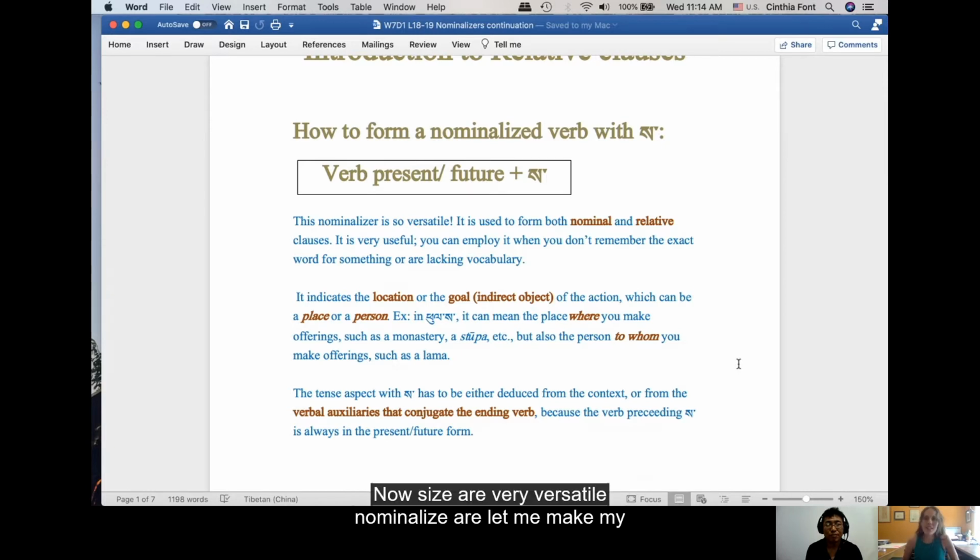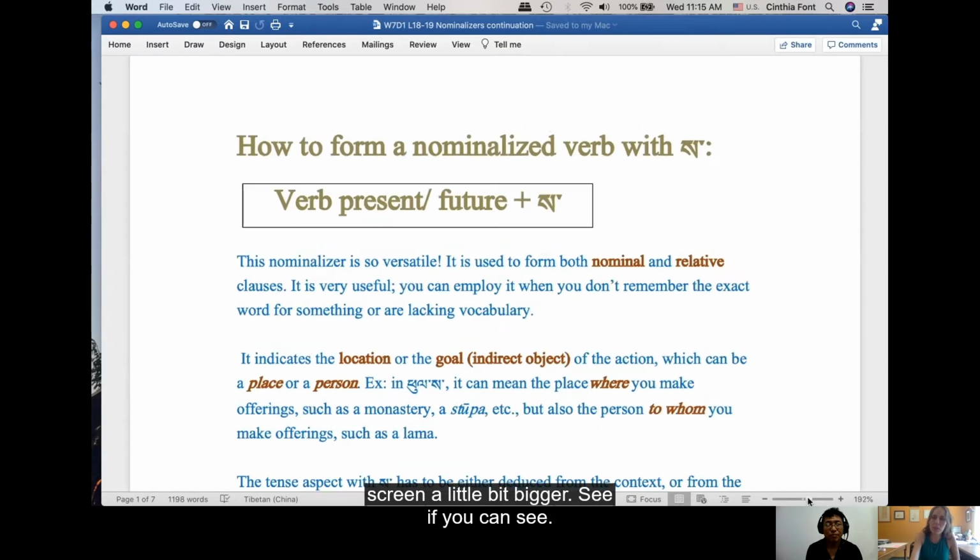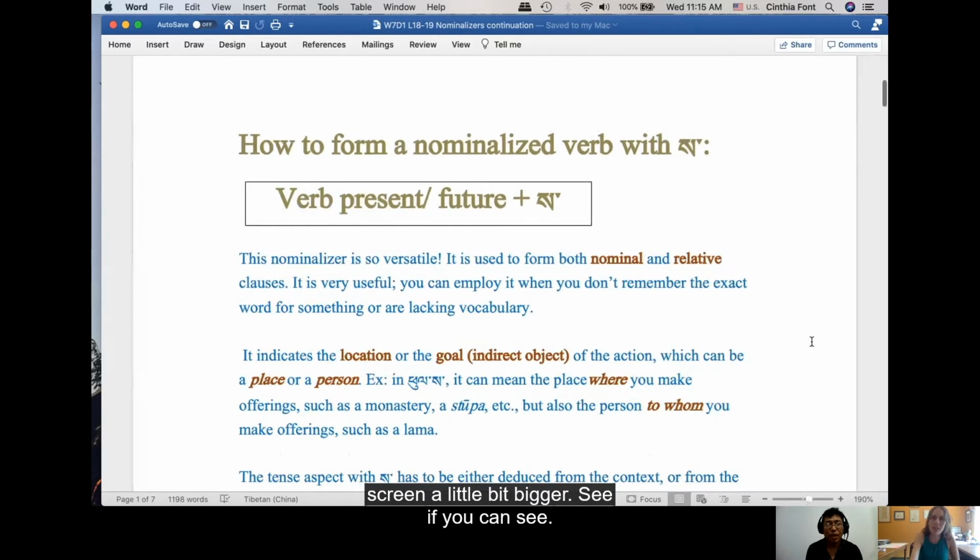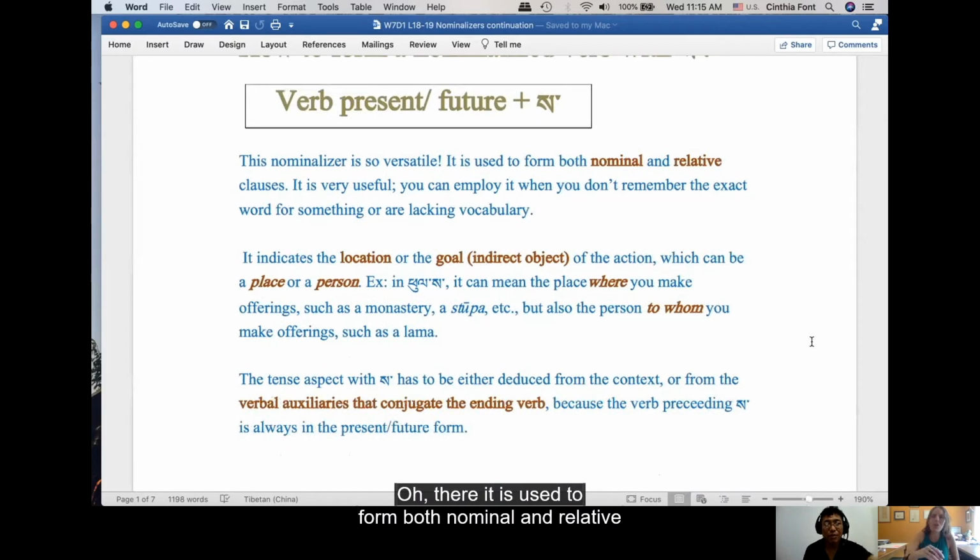Now, sa is a very versatile nominalizer. Let me make my screen a little bit bigger, see if you can see. It is used to form both nominal and relative clauses. What is a nominal clause? You will see in the examples in a minute the difference. This is a very important difference in the grammar, okay?